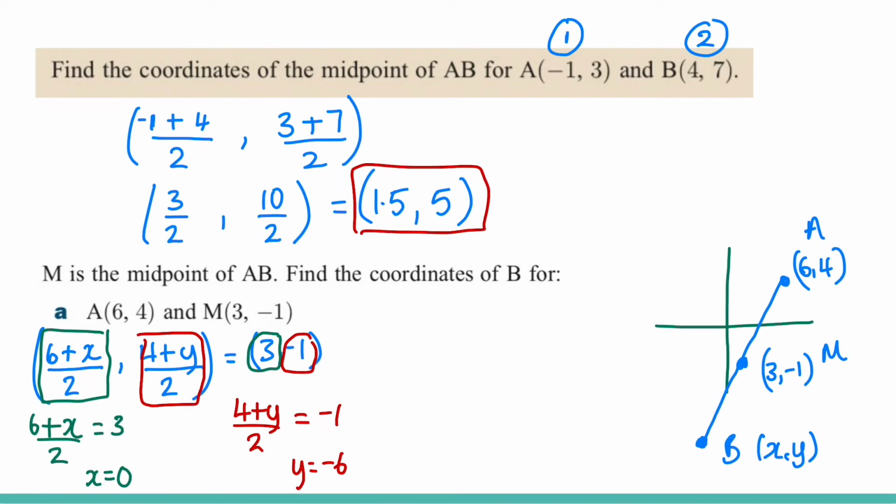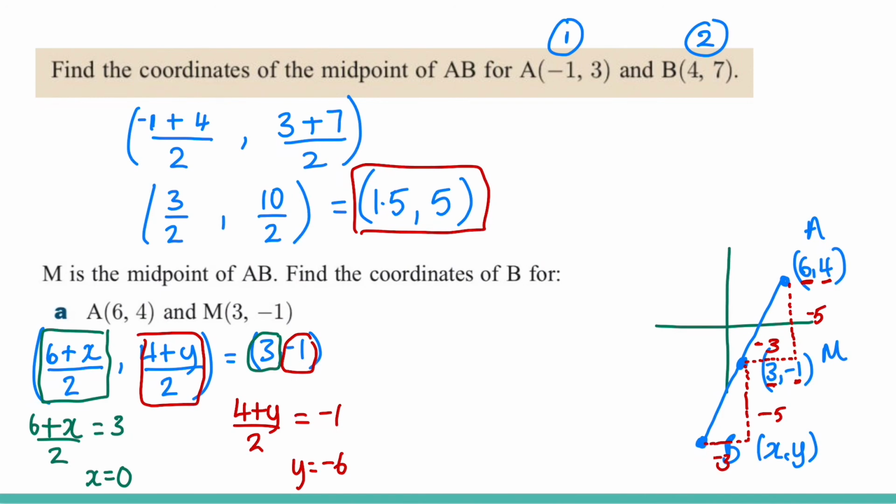The other way to do this is to think about it more visually. When we look at the difference between A and M, so this is the y values, I've gone from 4 to -1. So that means that I've taken off 5. And then in the x direction, I've gone from 6 to 3, so that means that I've taken off 3. And that means that if it's a midpoint, I need to do exactly the same again, so taking off 5 from y and taking off 3 from x, and that will help me get to coordinate B.